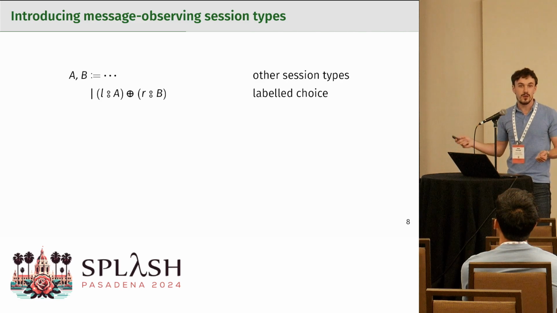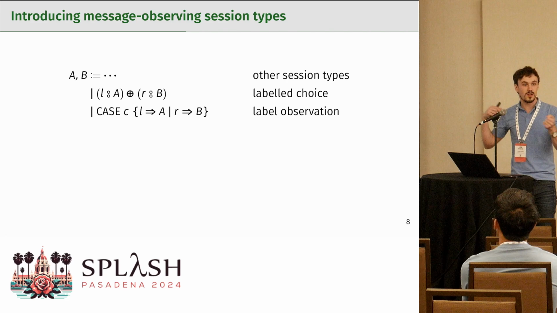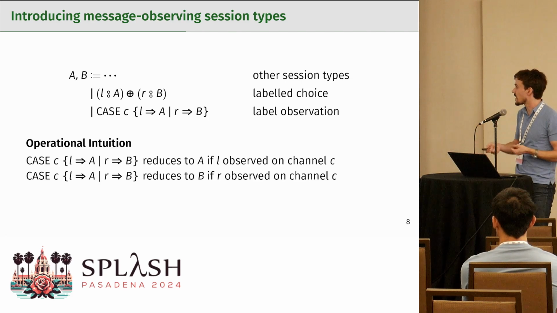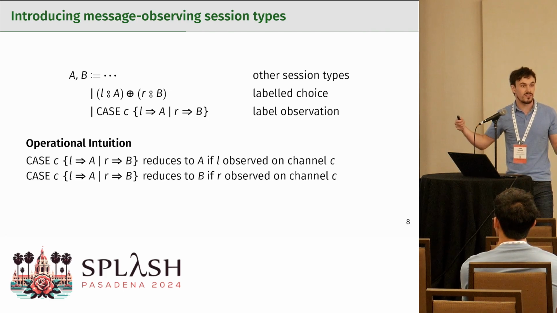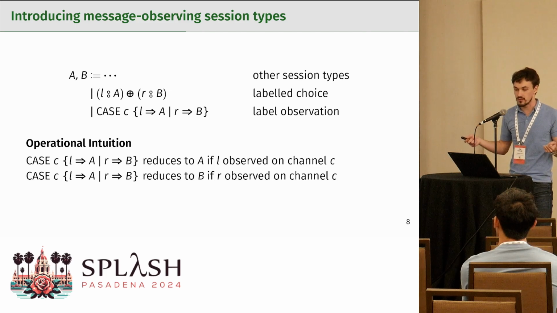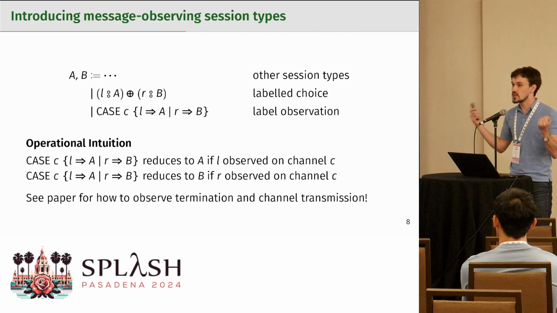And now the novel part is we introduce this kind of big elimination, this type-level process that's going to observe some channel C, and then give us a protocol based on what it observes on C. And so the operational intuition here is that this type is going to reduce to the type A if a label L is observed on C, and it'll reduce to B if a label R is observed on C. And we have similar constructions for observing termination, for observing channel transmission, and so on and so forth. See the paper, the details are all there.